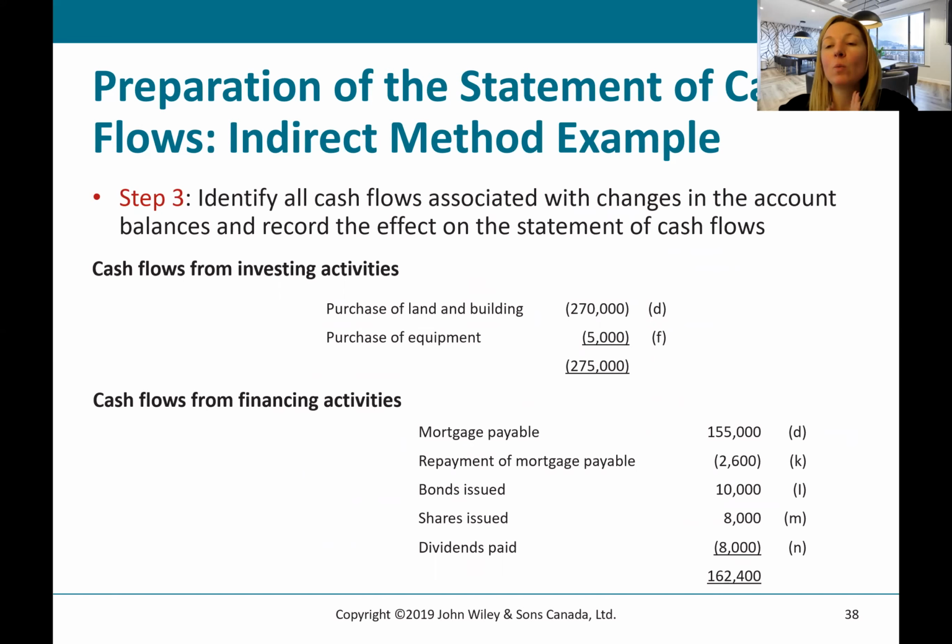Remember that dividends, when they're declared, they go through retained earnings. And when they're paid, they're going to go through dividends payable. So sometimes you need to look at the difference between those two accounts. But if there's no dividend payable account, then you can just assume that the dividends that have gone through retained earnings are paid. So our net cash from operating activities is 162,400.